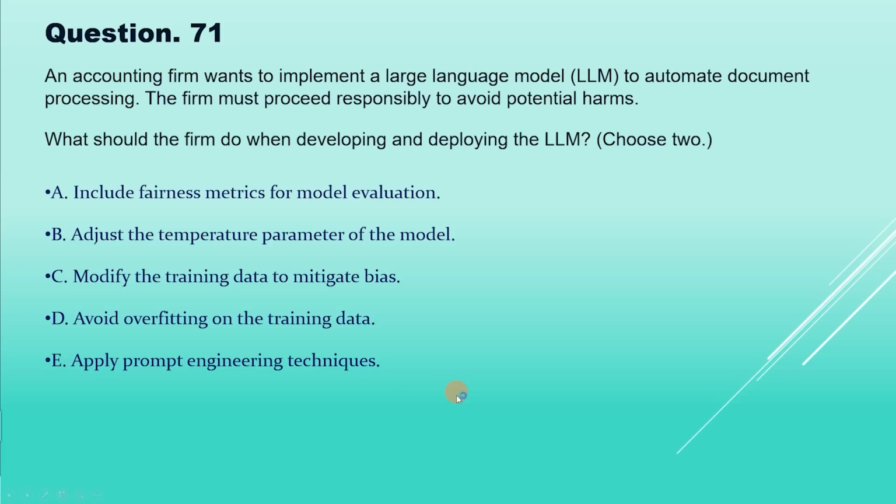And the correct answer here will be option A and option C. Include fairness metrics for model evaluation. Modify the training data to mitigate bias. Including the fairness metrics will help to evaluate whether the model treats all groups fairly and does not introduce harmful bias. When developing an LLM for document processing, it's essential to assess and mitigate any potential bias. And modifying the training data: bias in an AI often originates from biased training data, and modifying the training data to ensure it's representative and free from harmful bias is a crucial step in reducing the risk of the model producing unfair or harmful outcomes. So option A and option C are correct here.